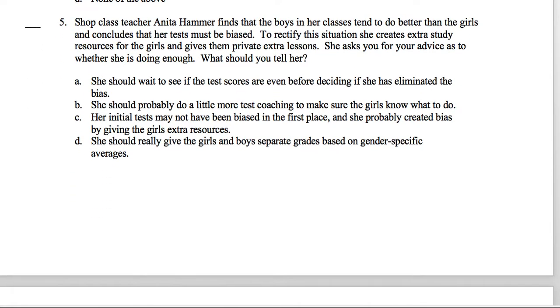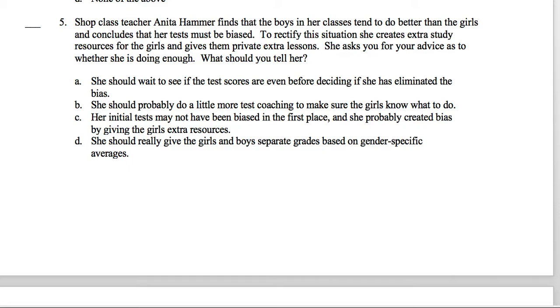Item 5. Class teacher Anita Hammer, I need a hammer, another one of my little names, finds that the boys in her classes tend to do better than the girls and concludes that her tests must be biased. To rectify this situation, she creates extra study resources for the girls and gives them private extra lessons. She asks you for your advice as to whether she is doing enough. What would you tell her?